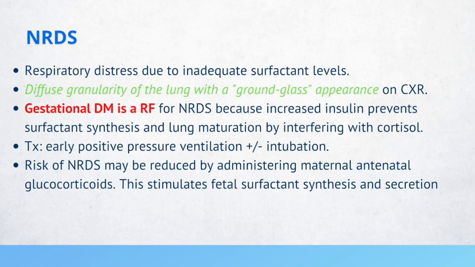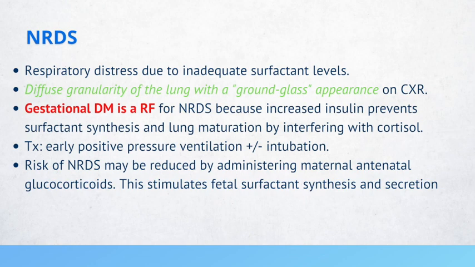Treatment for these patients includes early positive pressure ventilation, and the risk of NRDS may be reduced by administering maternal antenatal glucocorticoids. This stimulates fetal surfactant synthesis and secretion. Now a bonus question. Which pneumocyte creates surfactant? Is it type 1 or type 2 pneumocytes? Leave it in the comment section below.